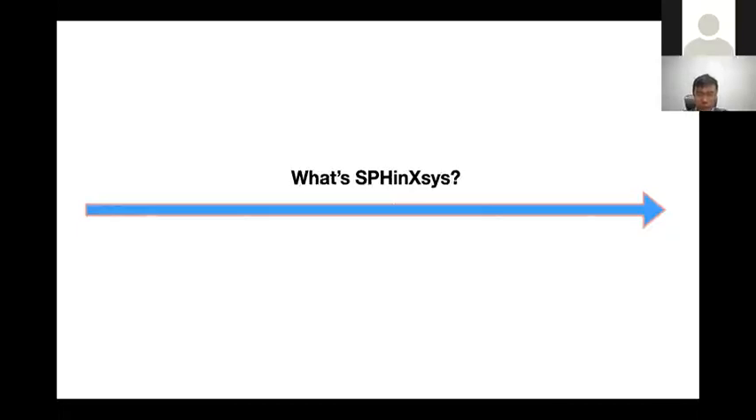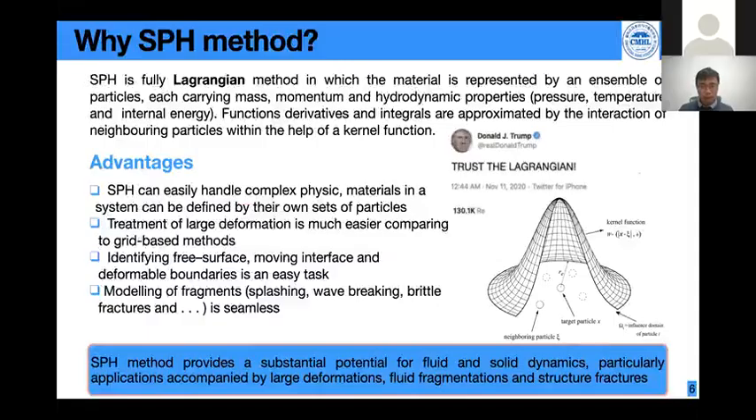So next, I will talk about what SPHinXsys is. First of all, I will talk about why we want to use the SPH method. As we know, the SPH method is a fully Lagrangian method.